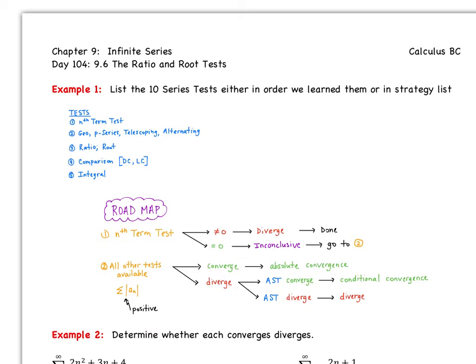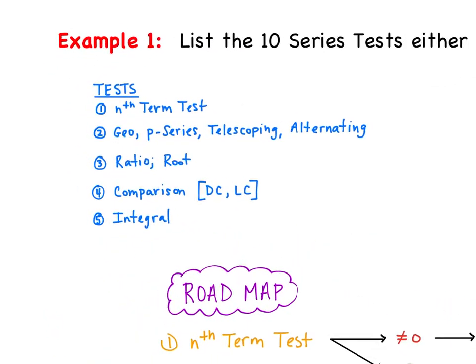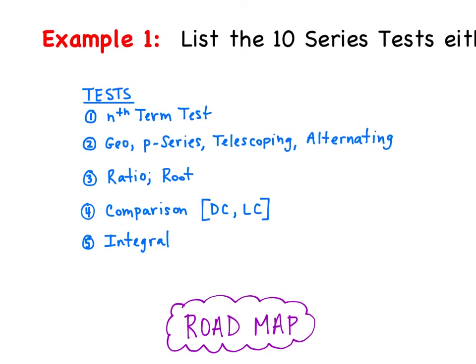So the first thing I want you to do is just pause the video. Let's see if you can list the 10 series tests that we've done, in the order that we've learned them, or in strategy list order. Now, you can try this or you can simply copy down what we've got, but it is going to be helpful to know them. So I'm going to zoom in on the tests that we've talked about, more so in the strategy list.